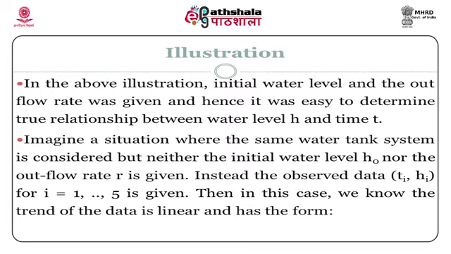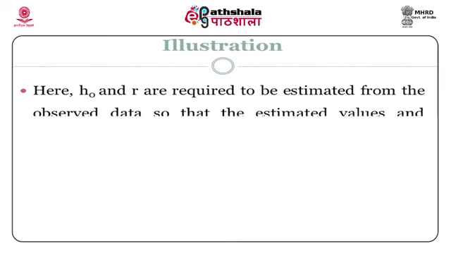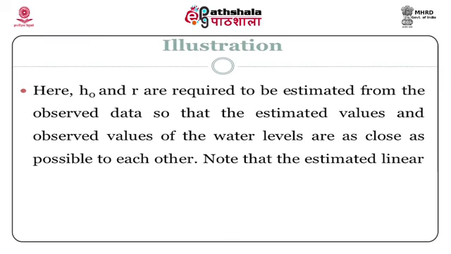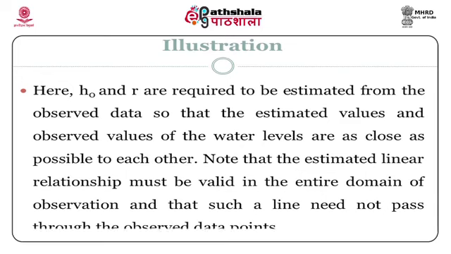Then in this case, we only know the trend of the data, and that is linear, because you can see that if you draw those points, they almost lie on a straight line, and that line will be of the form h(t) equal to h0 minus r t, where r is the flow rate and h0 is the initial height, and both of them are unknown to us. So here h0 and r are required to be estimated from the observed data, so that the estimated values and the observed values of the water levels are as close as possible to each other.